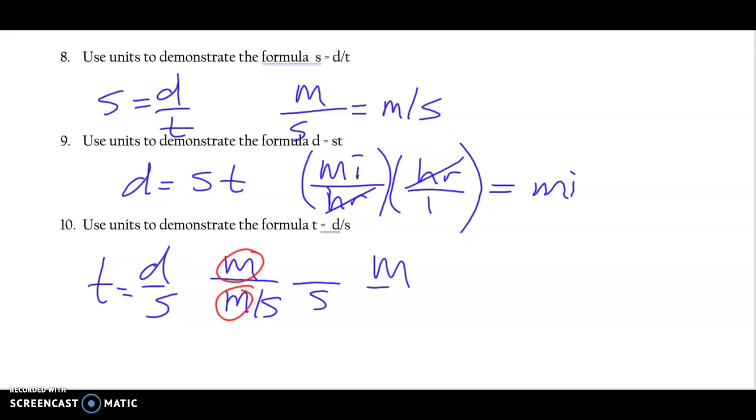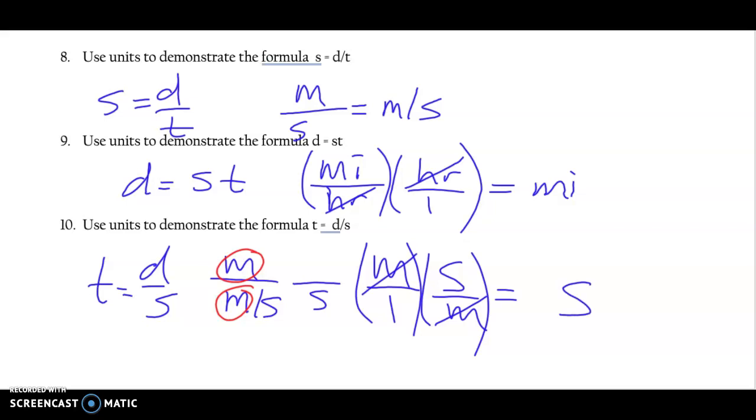Let's take meters and put it over 1. And then instead of dividing by meters per second, we can multiply by the reciprocal of meters per second. So we're going to multiply meters over 1 by seconds over meters. Oddly enough, you see that meters are going to cancel, and then you're left with the unit seconds. So in that case, it does illustrate the fact that time is indeed distance divided by speed, because, yeah, the unit meters is going to cancel out, but the way to really see it is to multiply by the reciprocal.